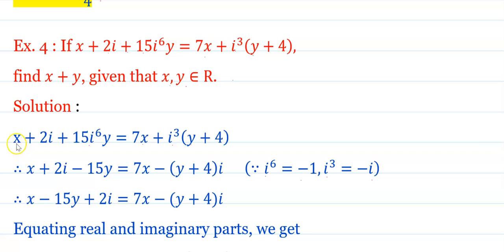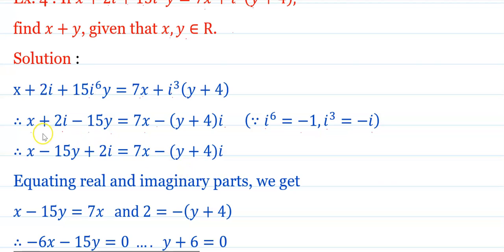म्हणून इथे व्हॅल्यू सबस्टिट्यूट करणार. Keep x as it is. 2i is as it is. i raised to 6 is minus 1. Therefore, म्हणजे इथे किती होणार? Minus 15y. 7x. i cube is minus i. Therefore, it is minus i into y plus 4. Okay. Normal multiplication here. That is x minus 15y plus 2i.